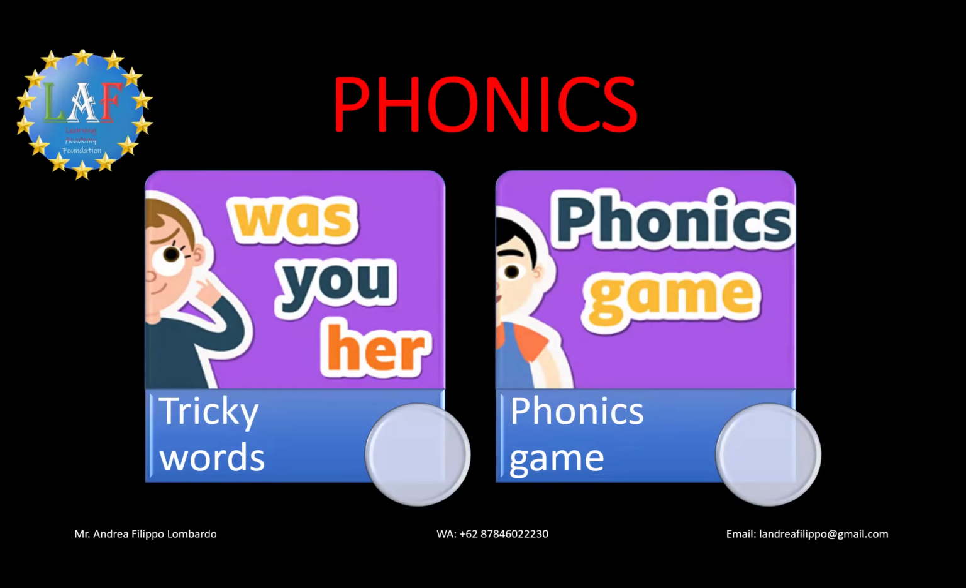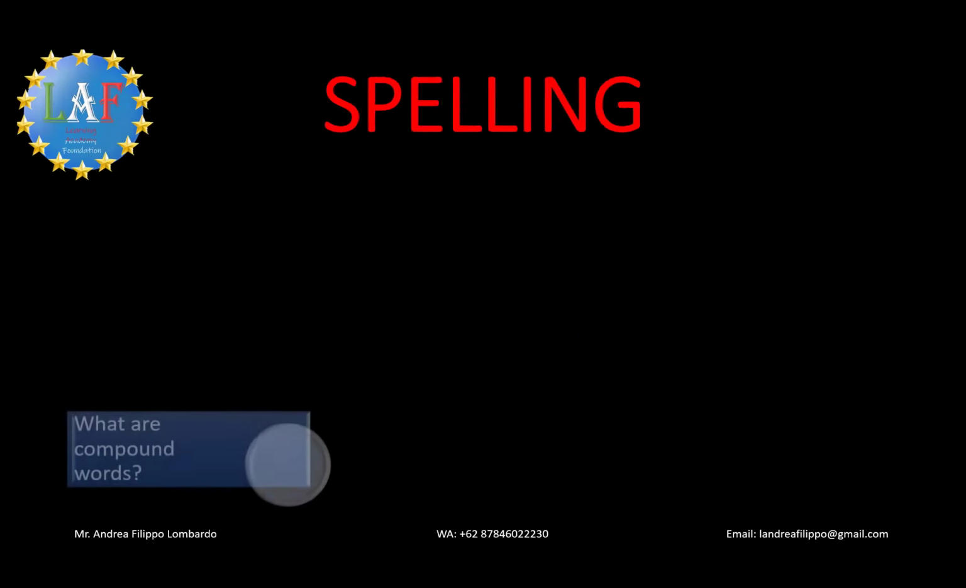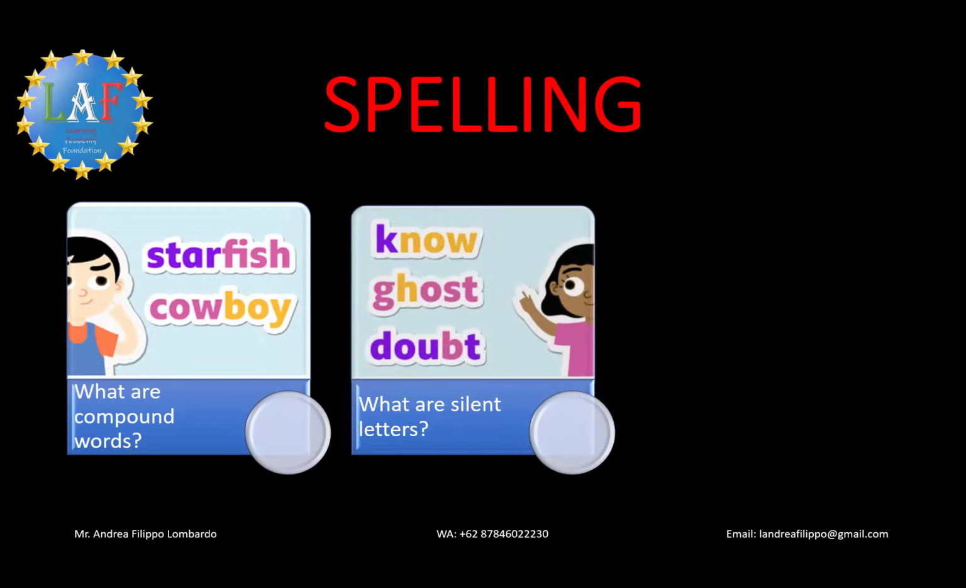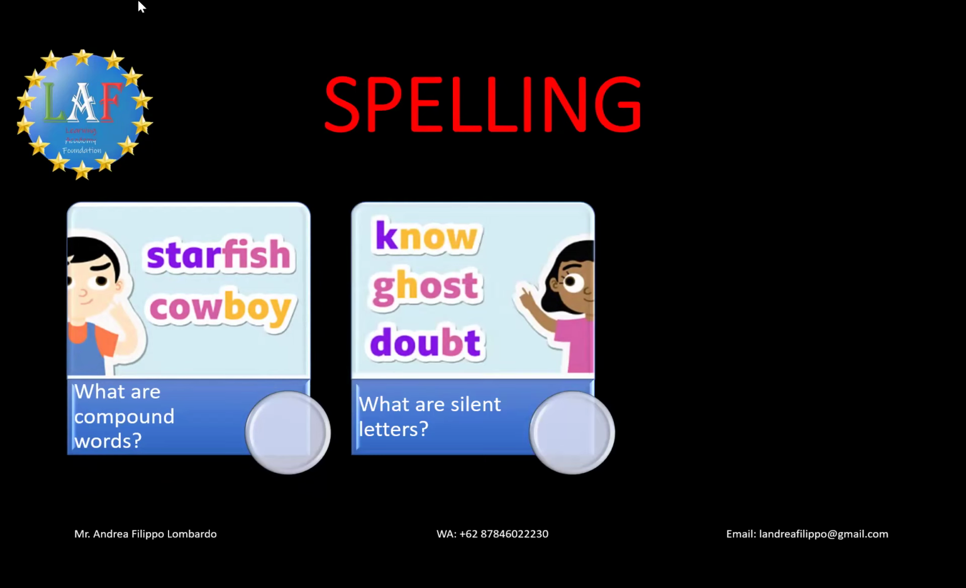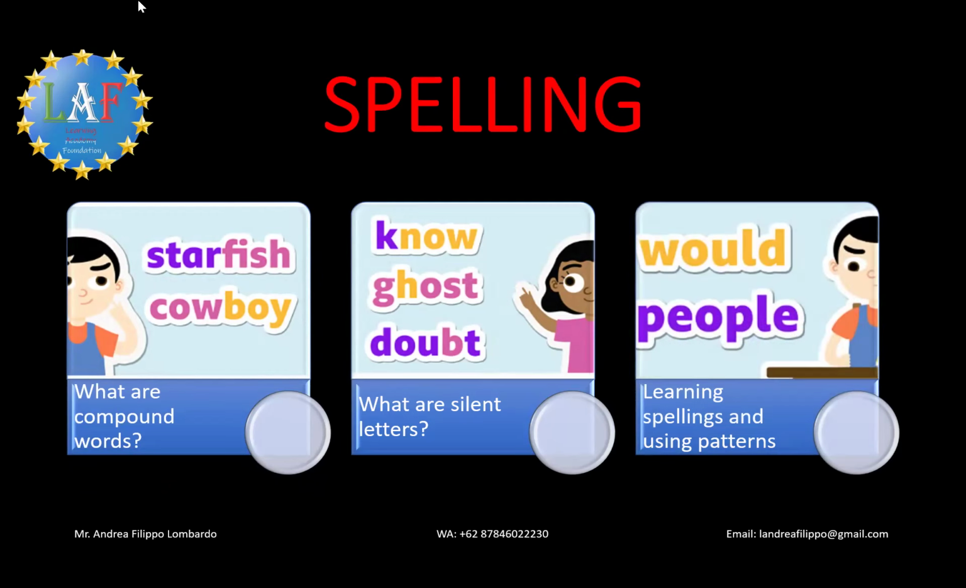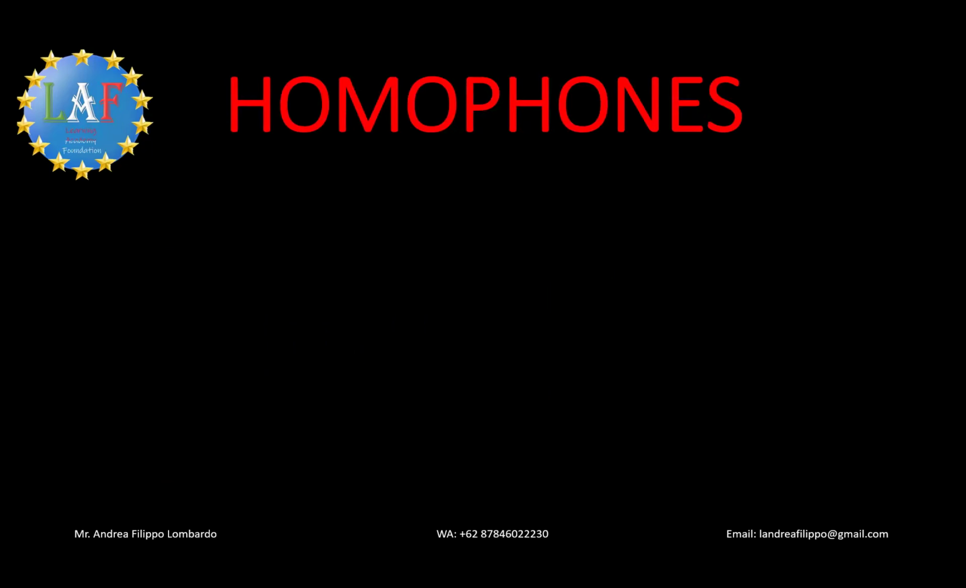After phonics, the next section is about spelling. The students will find out how two separate words can be merged to create a compound word, and how about words that contain silent letters like the K in night or the S in island. And finally, the students will learn how to spell and use some tricky words, including a short video on spelling tips and syllables.